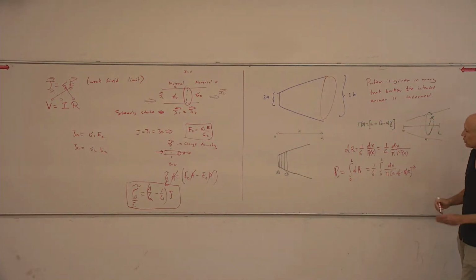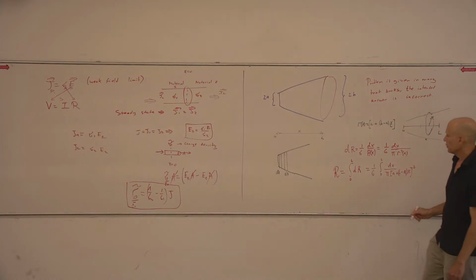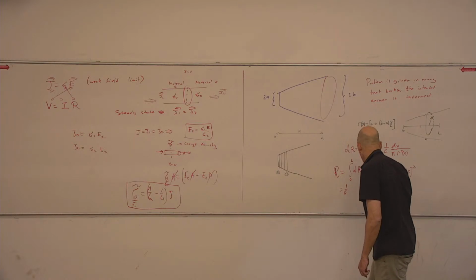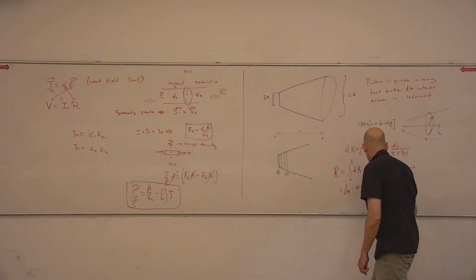Okay, so I need to do this integral. And this integral is trivial because it's a constant plus something times x. So I do this integral, then I'll get 1 over sigma, times pi, then I have (A plus (B minus A) x over L) to the minus 1.